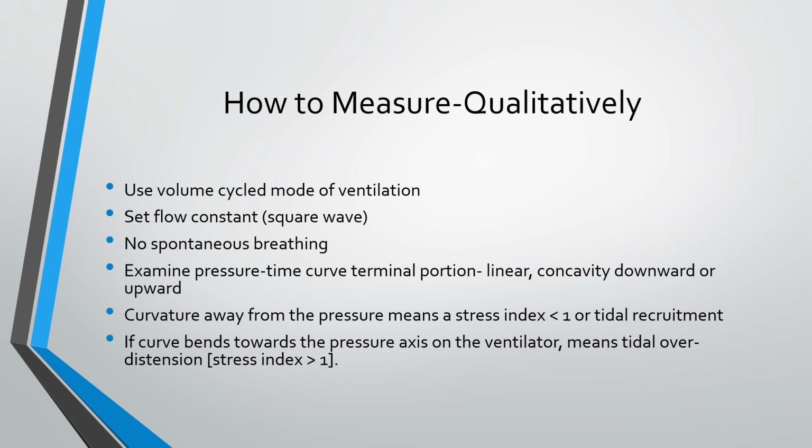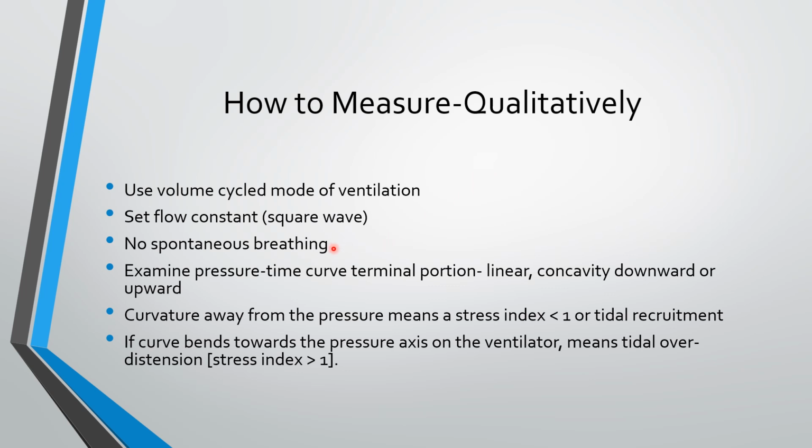There are two ways to measure it, qualitatively and quantitatively. The patient is kept on volume cycle mode of ventilation and the ventilator flow is set at a square wave, since flow must be constant. When flow is constant, volume and time become linear analogues. In other words, flow must be constant so that deformation of the pressure time curve reflects alteration in the elastic properties of the lung rather than demonstrating change in flow. There should not be any spontaneous breathing during the tidal breath.